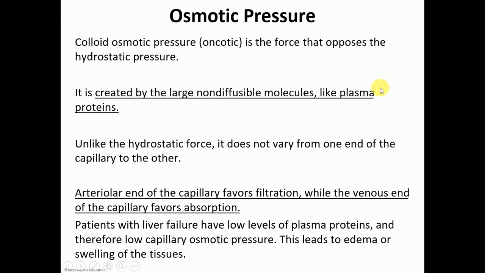And that is why plasma proteins are made by the liver. So any patient that has liver failure has low levels of plasma proteins. They can also have edema, swelling in the lower limbs, or ascites, which is accumulation of fluid in the abdomen, because of the low osmotic pressure.